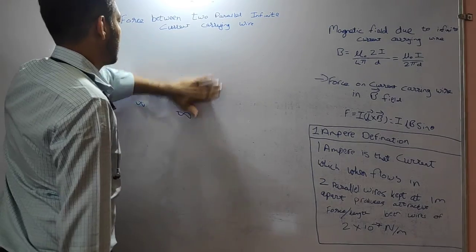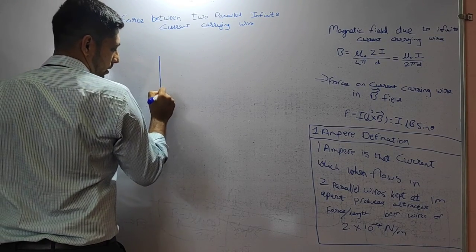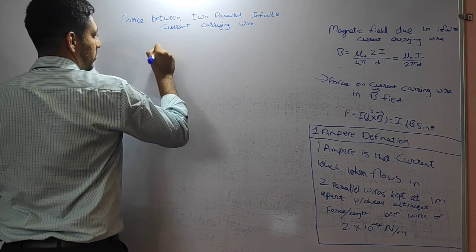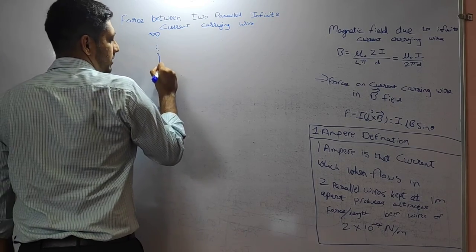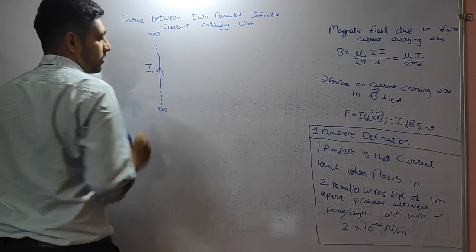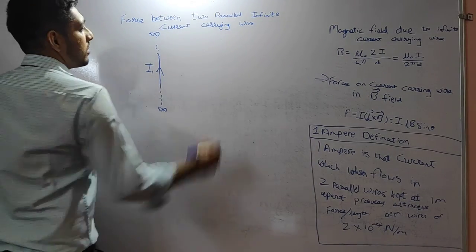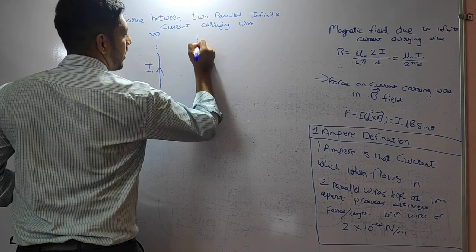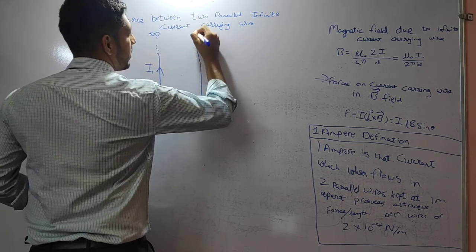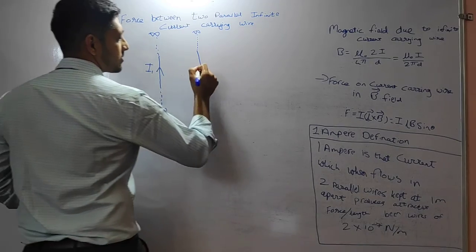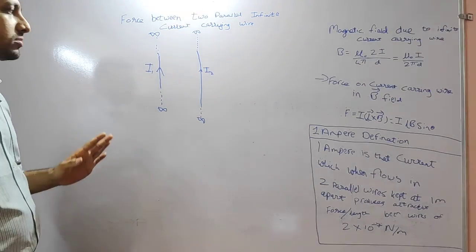Suppose there is one wire of infinite length, in which the current going is I1. Now we take a parallel wire, which is also of infinite length. It has current going in the same direction, that is I2.